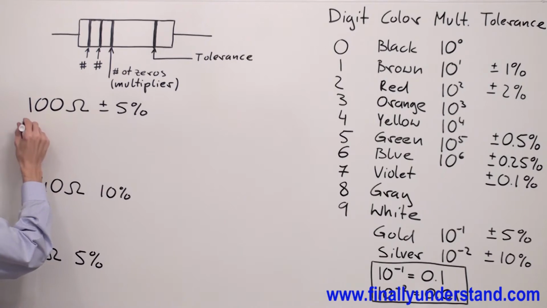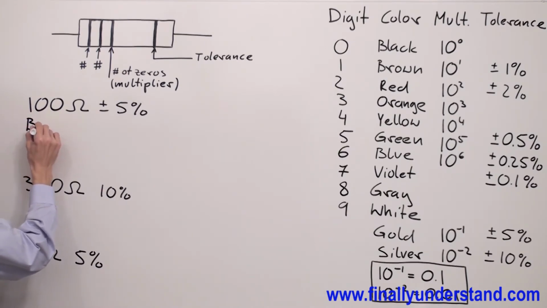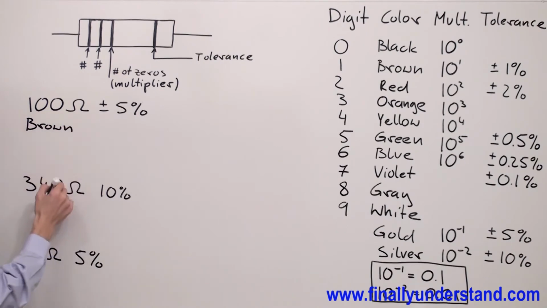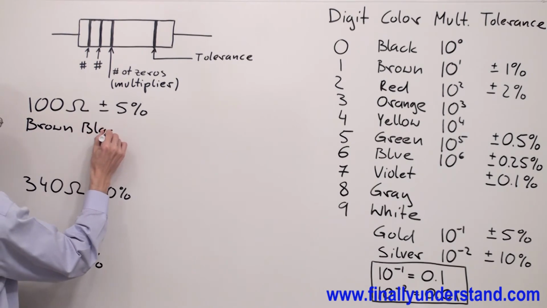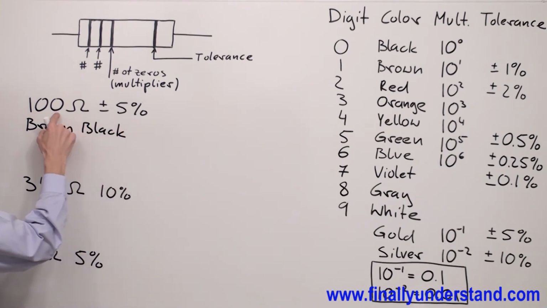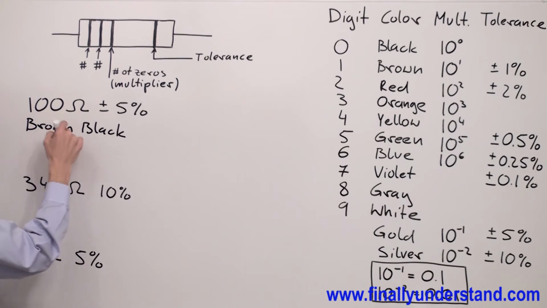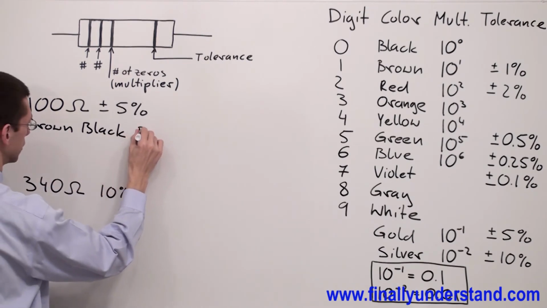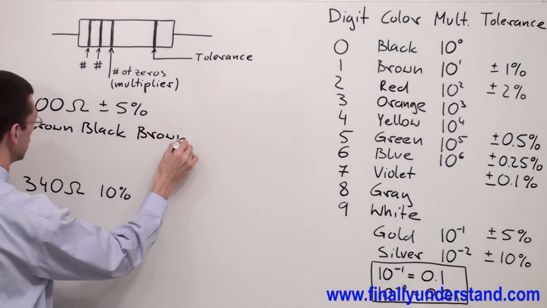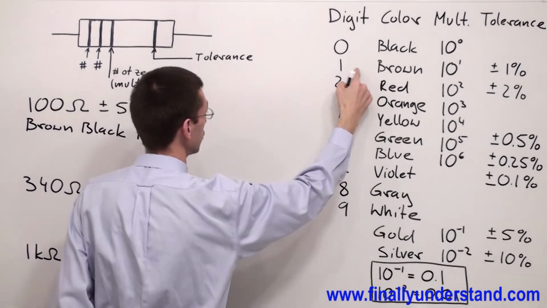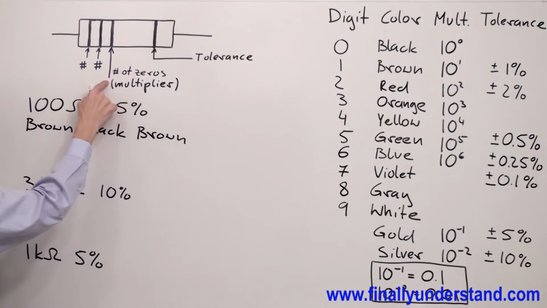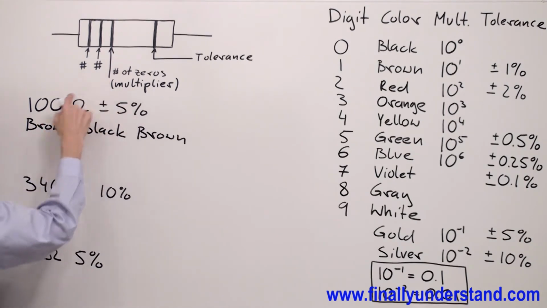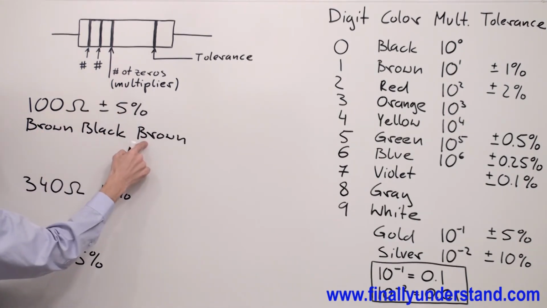1 is represented by color brown. 0 is black. I have 1 0 at the third position. That's why I'm going to have brown, because brown represents 1. This digit is telling me how many zeros I'm going to have. I have 1 0, that's why I have brown over here.